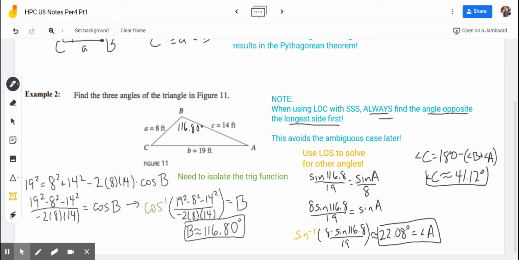And the order doesn't matter. Like if you did angle C instead for the law of sines, your answer may be off by like 100th, but big picture, it's not that big a deal. Okay. All right, so now let's go to one more example.